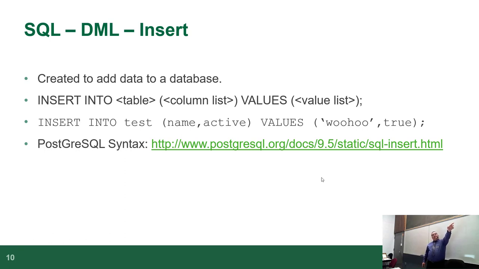So basically, what happens is you have to match the same order as the columns being listed. So if there's a column called name, if you put in a string into that, it has to be before the active, which is a Boolean, which is true. Now, the order you do the columns in isn't important as long as the values match the order of the columns.